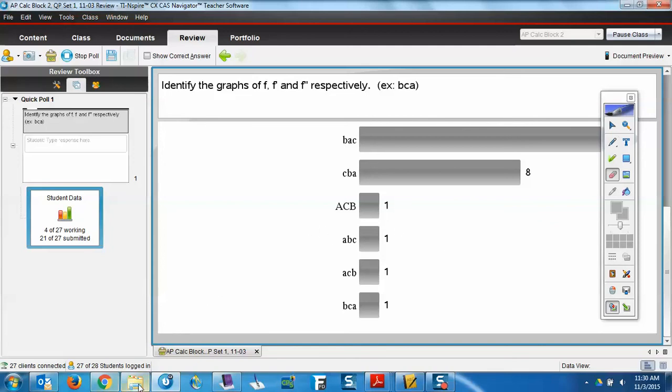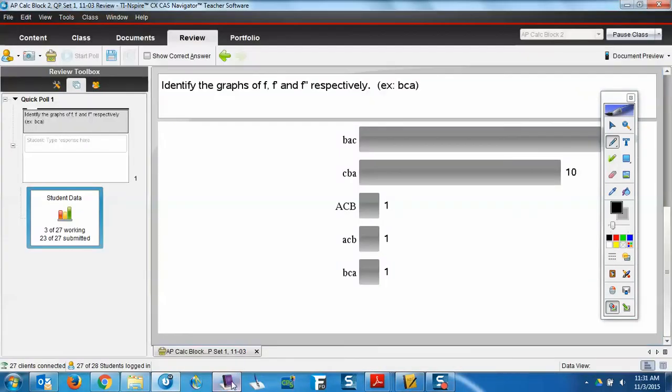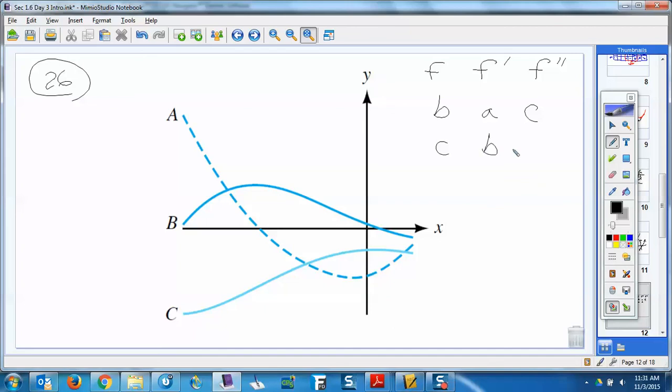All right. So I think we've got answers here for the most part. And I see some people still changing. It's all right. I'm going to stop it. All right. The most common answer was BAC. And the next most common was CBA.